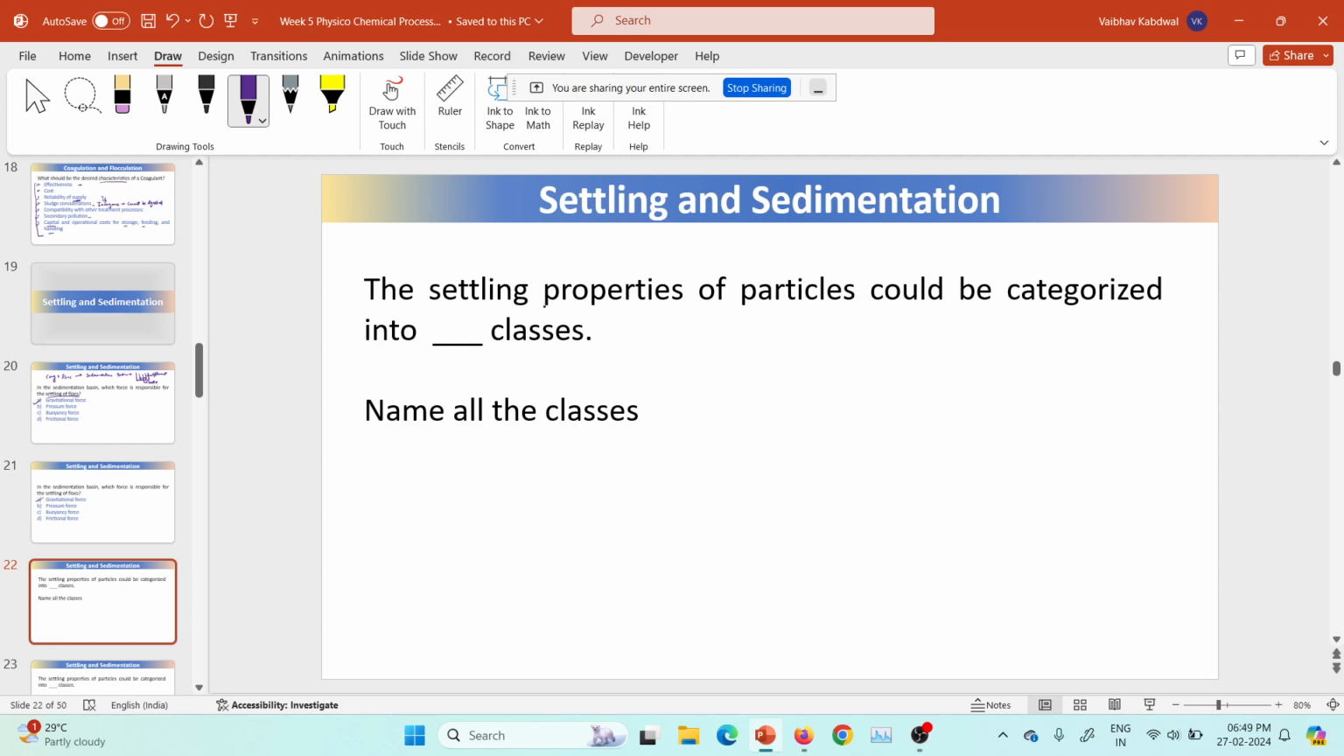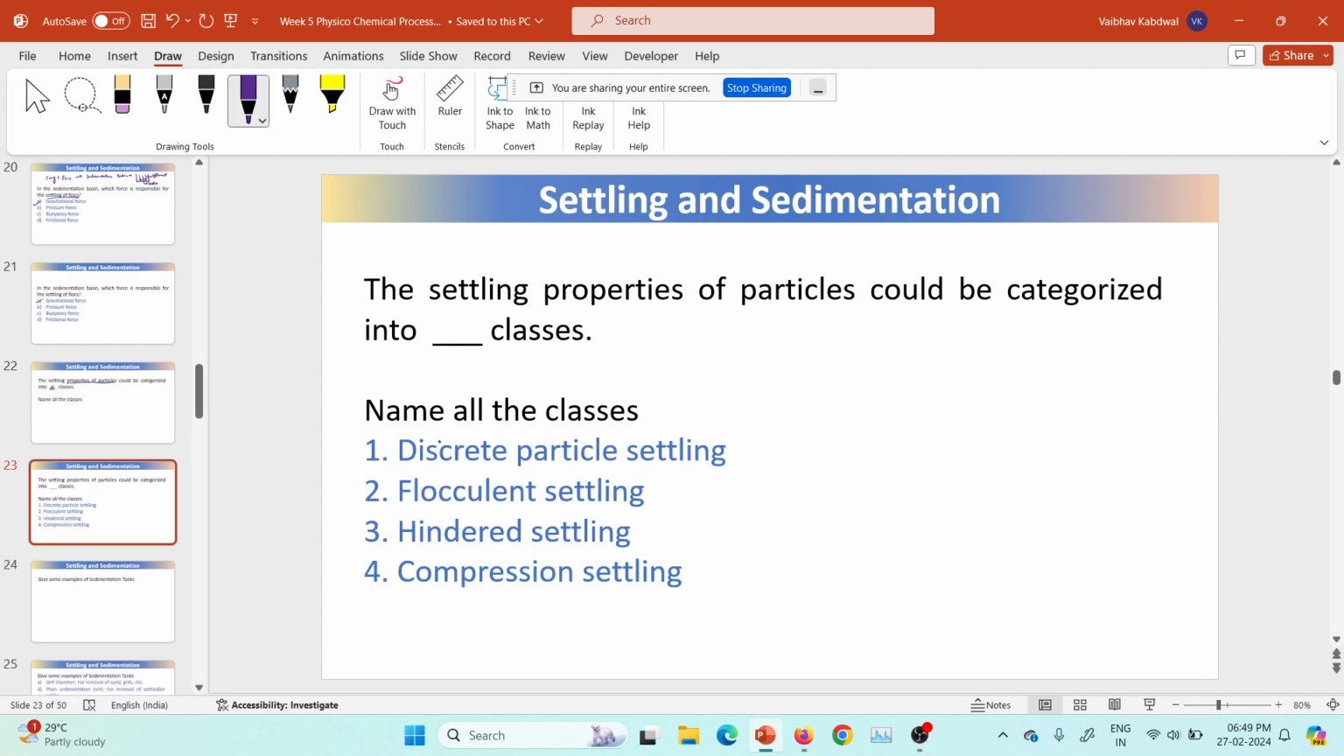The settling properties of particles could be categorized into classes. There are four classes. The names are discrete particle settling, which we understood a bit, flocculent settling, we understood a bit, hindered settling, and compression settling. We will understand these things with the help of a few MCQs.